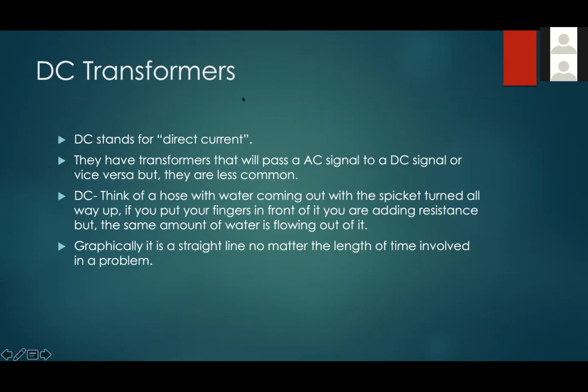So the other type of transformer is the DC transformers, basically, direct current. They have transformers that will pass AC signals to DC signals, or vice versa, whatever you have, but they are less common. And think of it as a hose with water coming out with the spigot turned all the way, and you put your fingers in front of it, adding resistance, but the same amount of water is still going to flow through it no matter what. And then graphically, you can think of it just as a straight line, no matter the length of time involved.